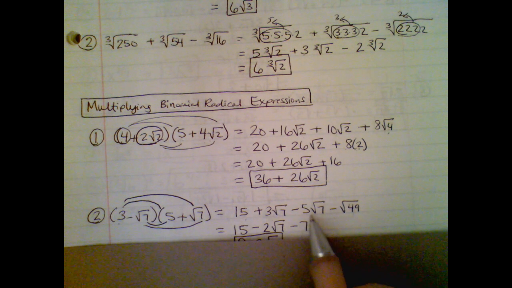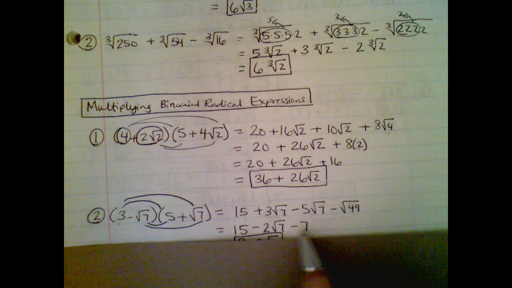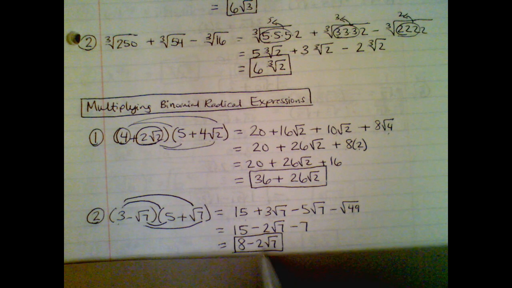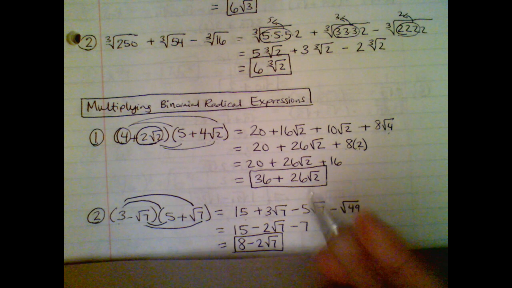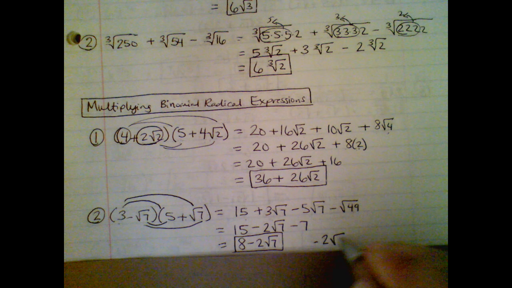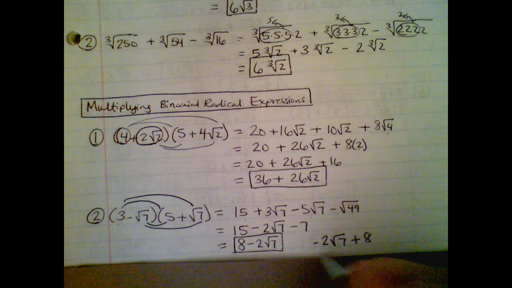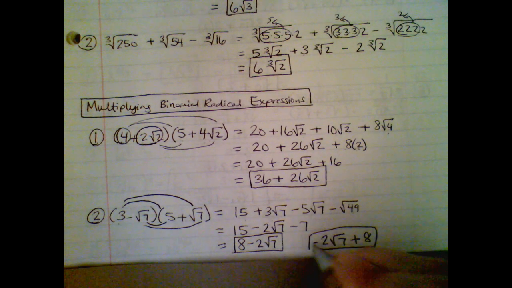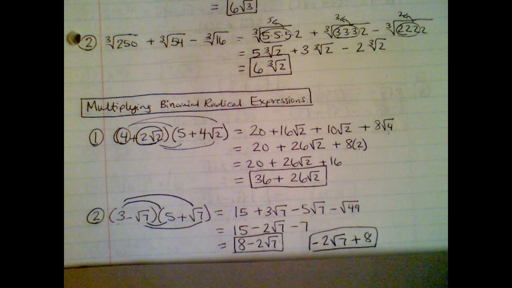3 square root of 7 minus 5 square root of 7 is like terms, so we can combine them and get negative 2 square root of 7. And then 15 minus 7, we get 8. So 8 minus 2 square root of 7. If you instead put negative 2 square root of 7 plus 8, that would be a correct answer also, so the order does not matter.